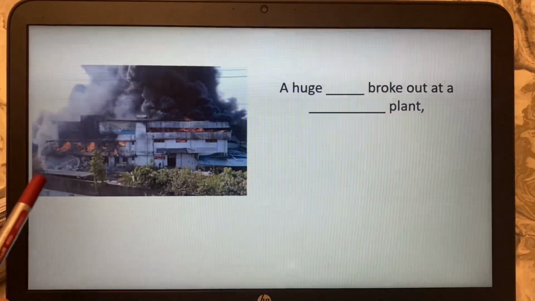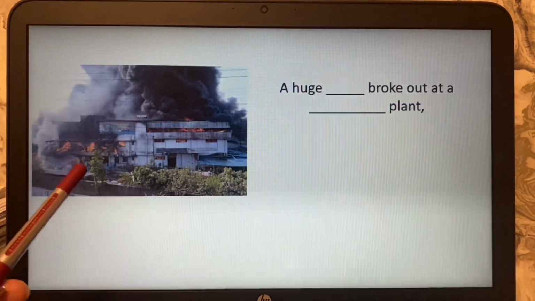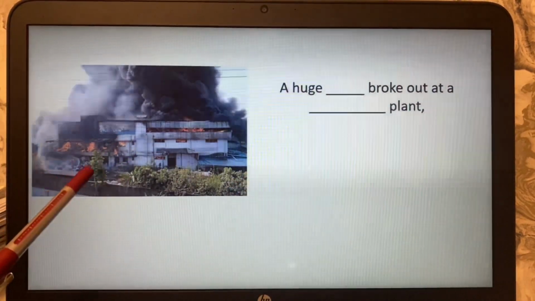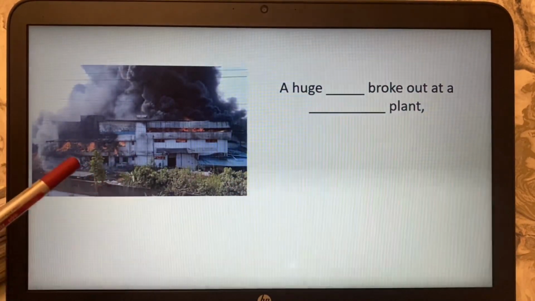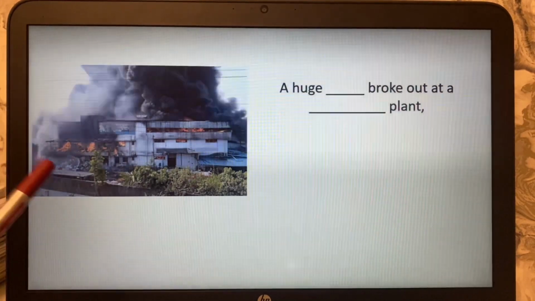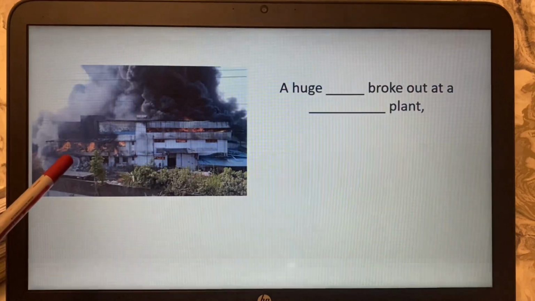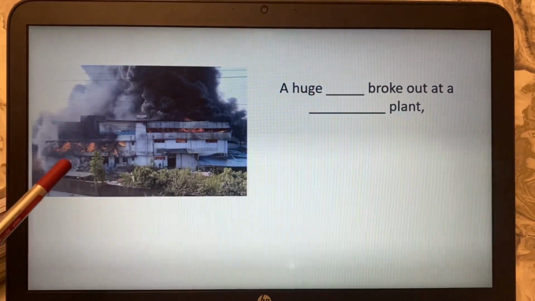Another secondary effect, as you can see in this photo and the missing words, is that a huge fire broke out, obviously, at a chemical plant. Now, obviously, that will lead to so many other problems. For example, let's say air pollution, loss of life. Businesses were also affected, for example, this chemical plant.